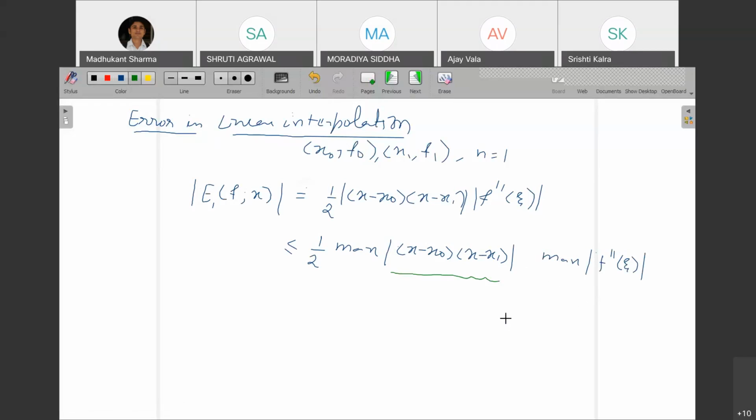This is a quadratic polynomial. If I say this is g, then I put g dash of x equals to 0. So g of x is x square minus x naught plus x1 times x plus x naught into x1. And g dash of x is 2x minus x naught plus x1, which equals 0. This will give you x equal to x naught plus x1 by 2.